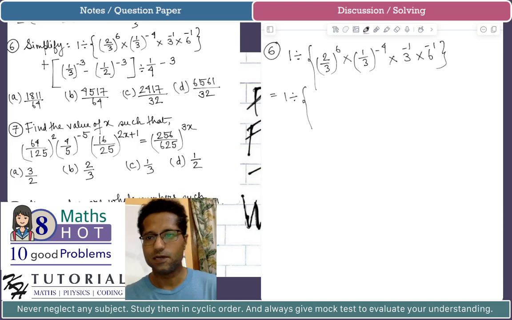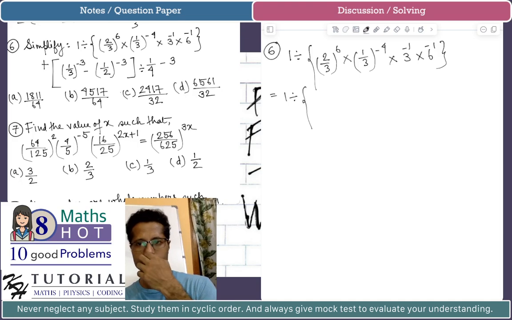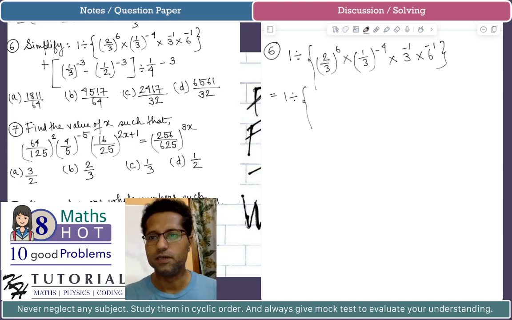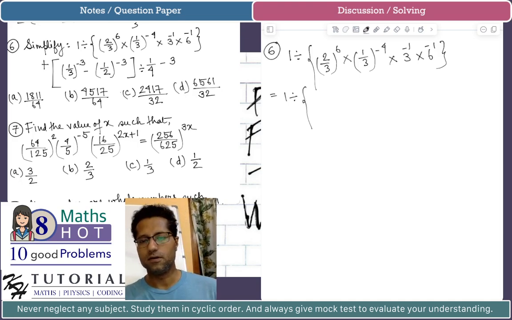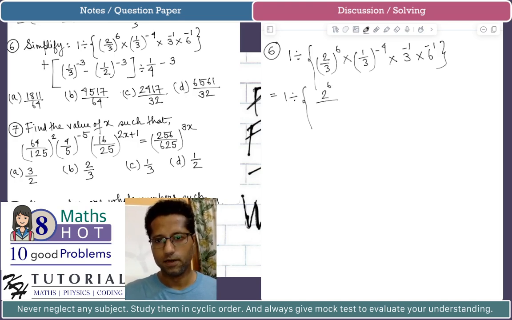Now we can see that in all the exponential terms, the base is either 3 or 6, or it's in the rational form 2 by 3. Now the exponential term 2 by 3 raised to the power 6 can be broken down into rational form as 2 to the power 6 divided by 3 to the power 6. Now why am I doing this?